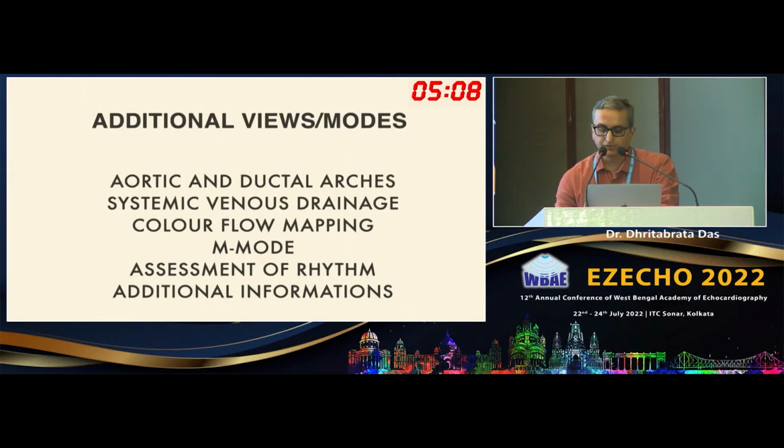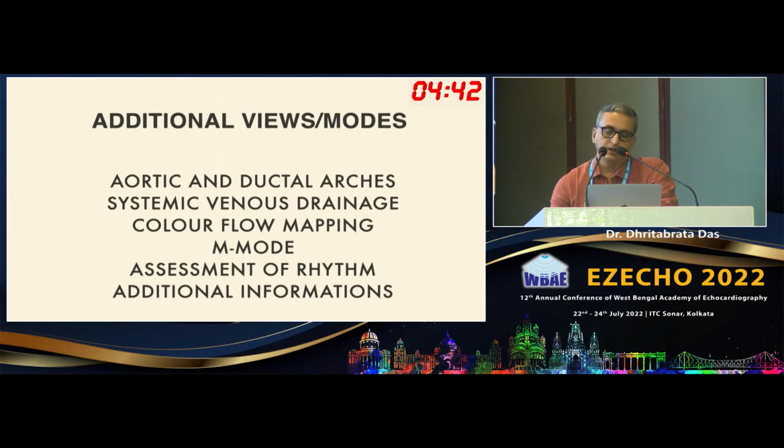Another advantage of fetal echocardiography is that we get very good views of the vessels which are coming out of the heart. In pediatric or adult echo, it is difficult to image the great vessels. But in case of a fetus, it is very easy, and we get very nice pictures of the aortic and the pulmonary and the systemic veins. So you should always look for these structures.